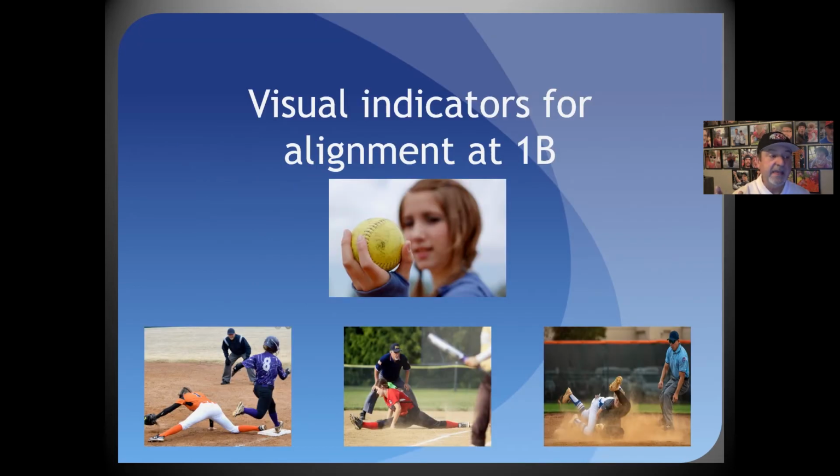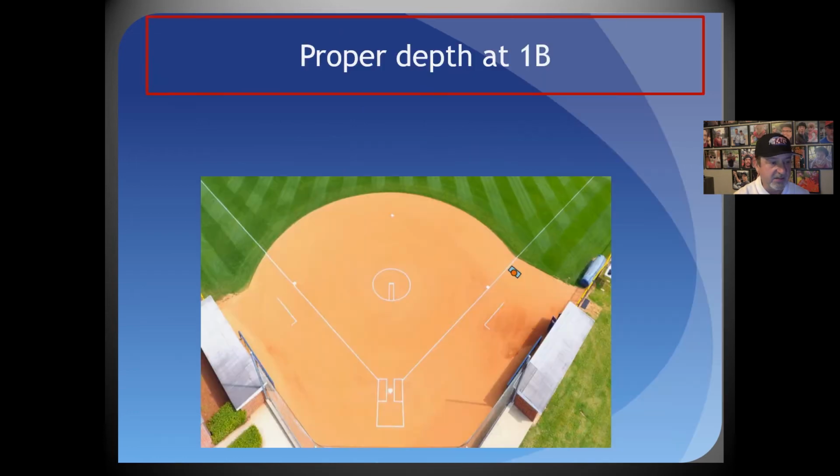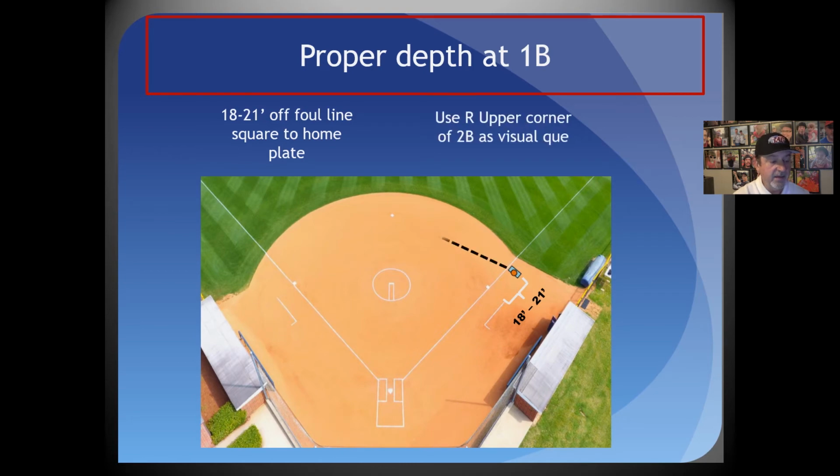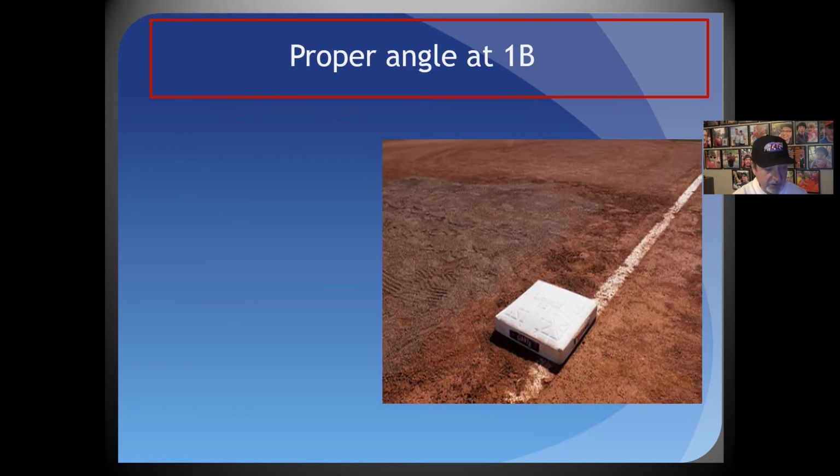Some visual indicators for the alignment at first base. So let's start with proper depth at first base. We talked a little bit about 18 to 21 feet off the foul line. You're square to home plate. Nobody's on, of course. That visual cue is really that angle there off the corner of second base. If you're back 18 to 21 feet, you should have a nice angle to that inside point of second base as it points toward right field. This line will help you visualize that, but that's a starting point for sure.